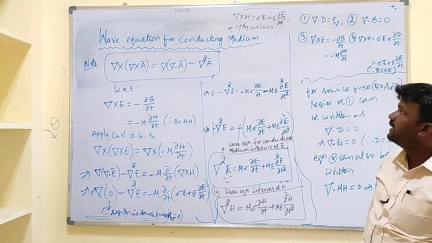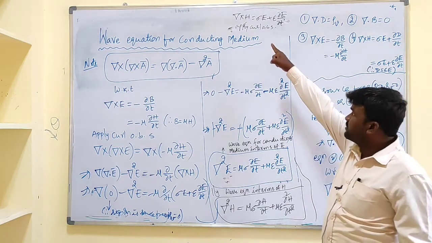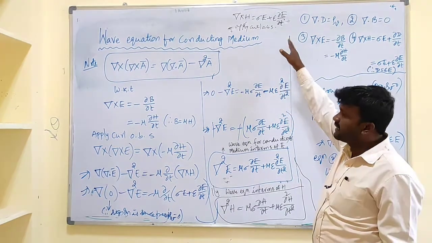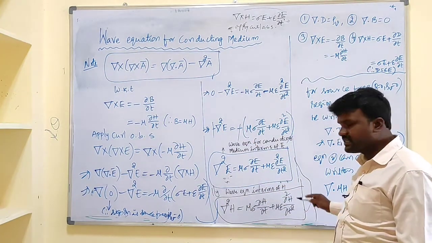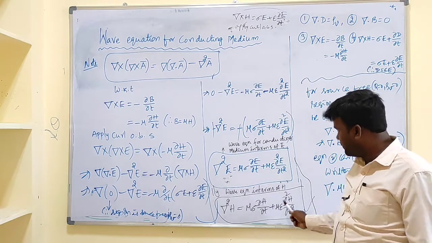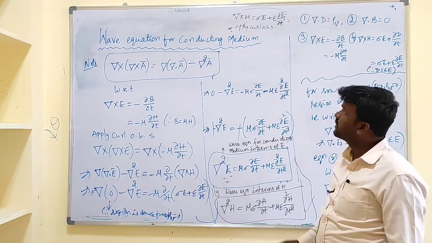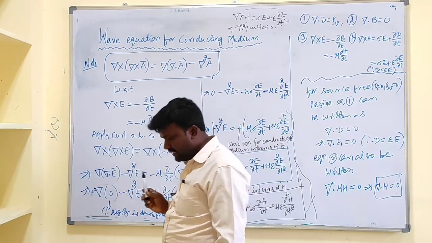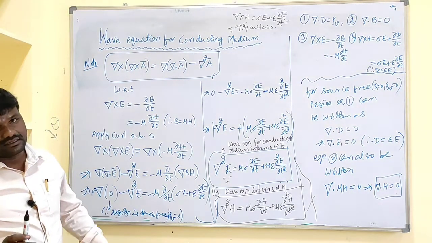If you want to derive the wave equation in terms of H, remember, please consider del cross H equal to like that and apply curl on both sides, simplify, finally you will get this one. Please take this derivation of del square H as homework. So this is all about the wave equation for the conducting medium. We will meet in the next class. Thank you.